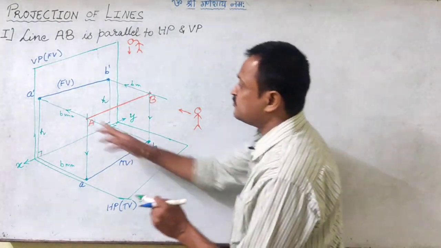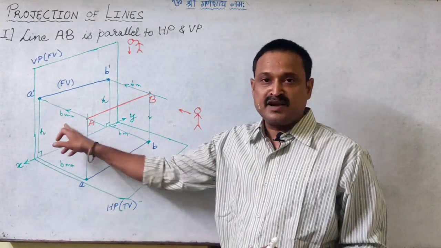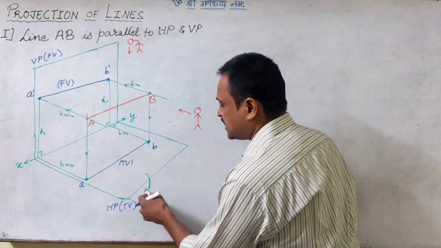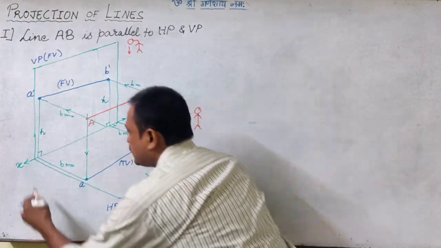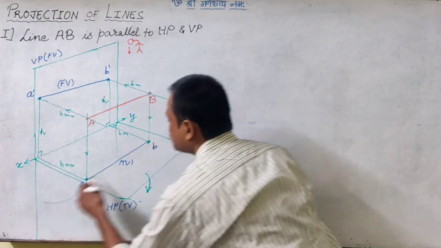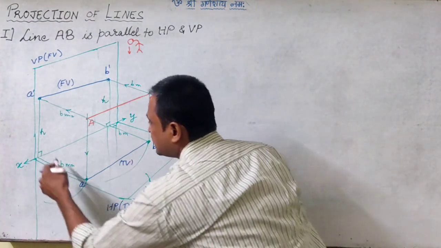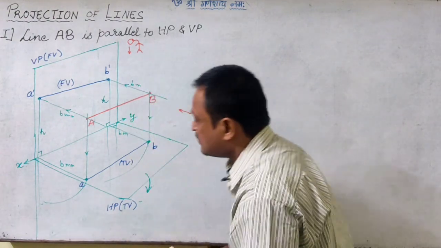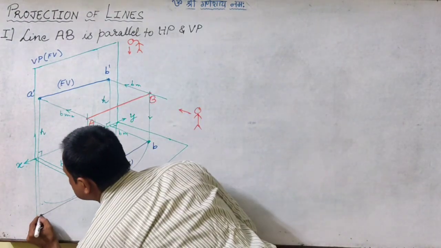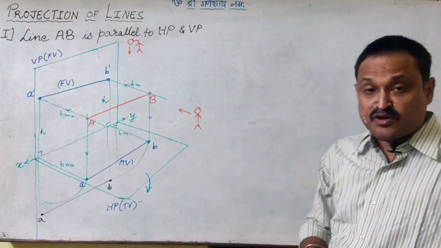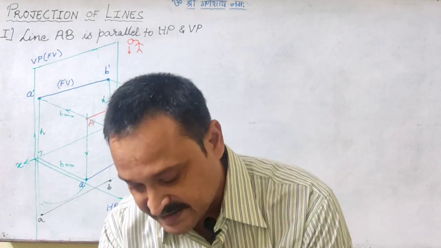Then what we do to bring these two planes, the horizontal plane and the vertical plane, into a single plane? We rotate the horizontal plane by 90 degrees. When we turn it, this image also will turn, and we will get this image as AB. So let us see how we are going to draw it in orthographic drawing.